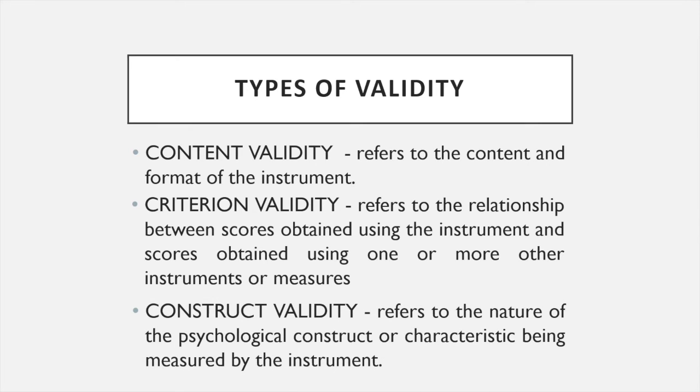Lastly is construct-related evidence of validity, or construct validity. It refers to the nature of the psychological construct or characteristic being measured by the instrument. It is the broadest of the three categories of evidence for validity that we are considering. There is no single piece of evidence that satisfies construct-related validity. Rather, researchers attempt to collect a variety of different types of evidence, and the more varied, the better. That will allow them to make warranted inferences.